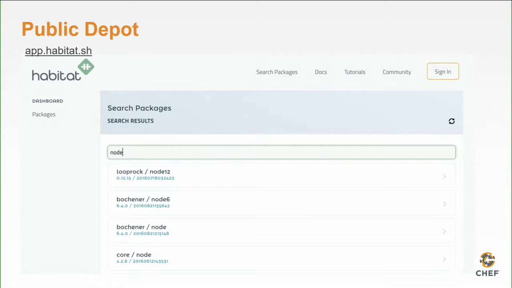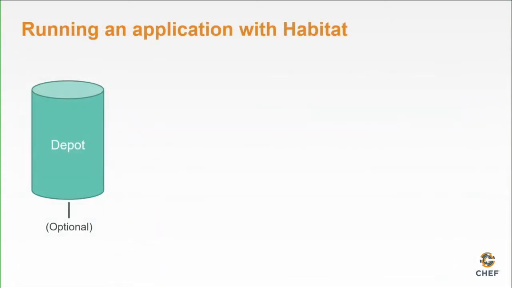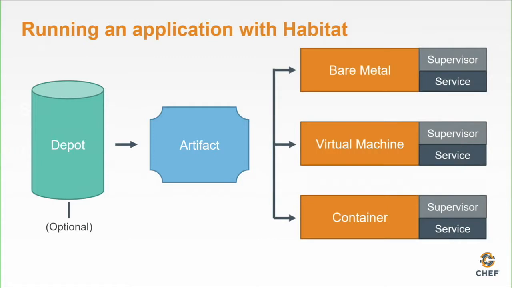So this is how you package an application with Habitat. Now let's go through how you would run that application with Habitat. And this is where we use what we call the Habitat supervisor to actually run that package. So if you have your application artifact on the depot, you can find it on that depot, then pull that artifact from the depot and pull it onto wherever you want to run it. It will run the same on bare metal, virtual machines, and containers.